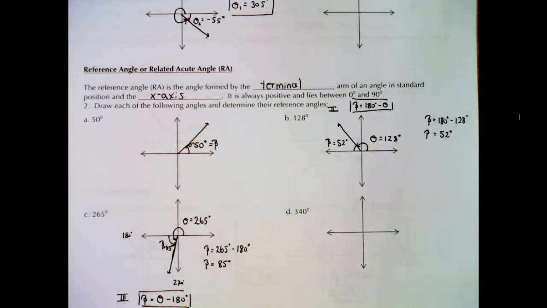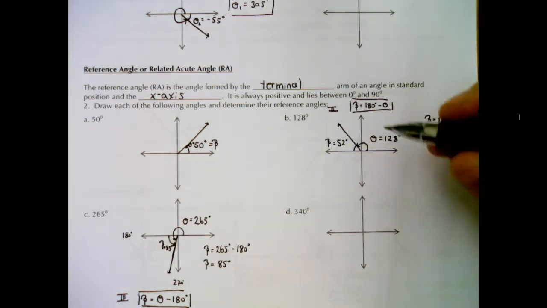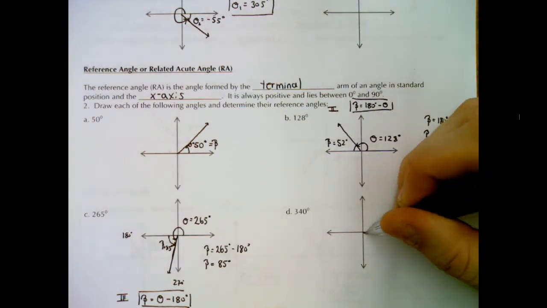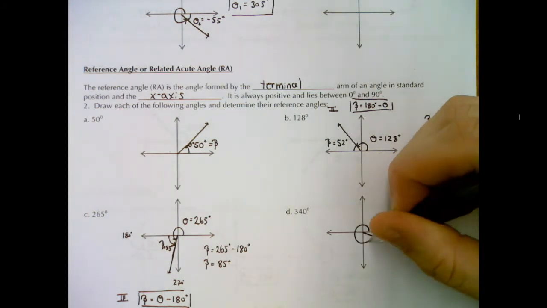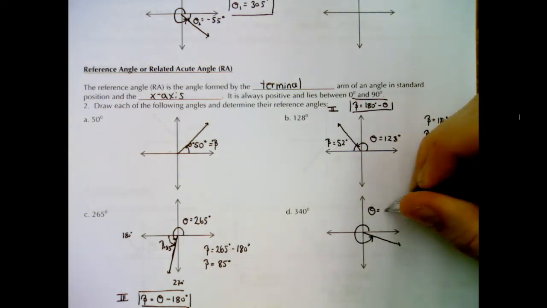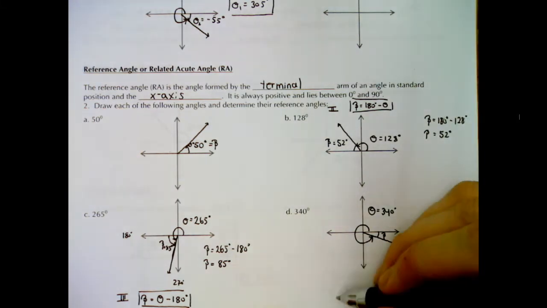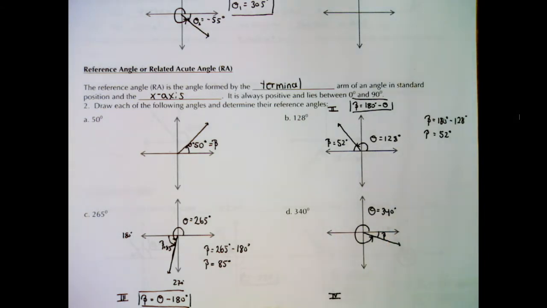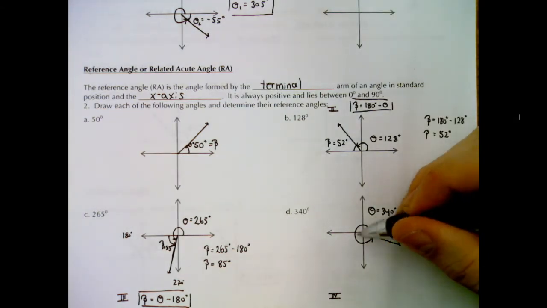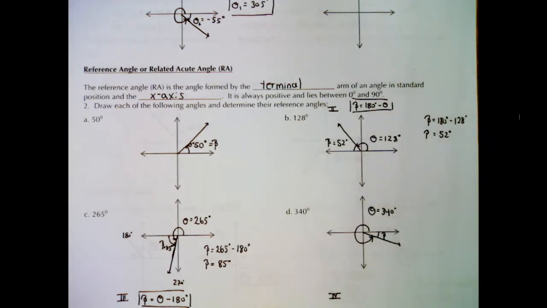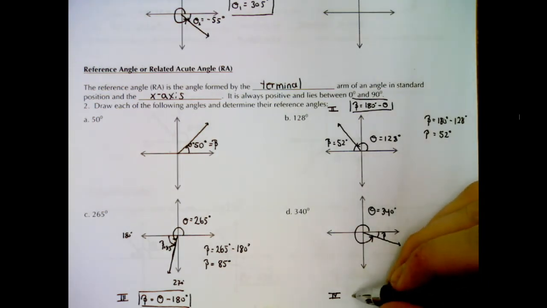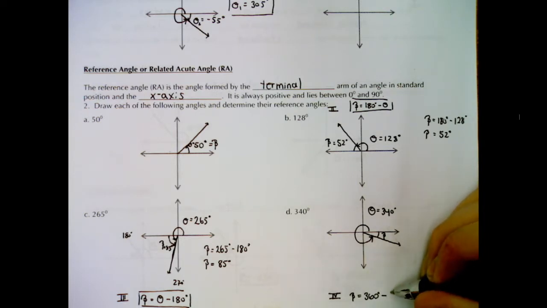And last one. 340. 340 would put us into the fourth quadrant. So there's my theta. So how do I find beta? Well, in the fourth quadrant, we would fall a little short of rotating 360 degrees. So how much short? Well, take the principal angle that you have and subtract it from 360. Beta would be 360 minus theta. That would tell us how much is left over to fill in the beta.